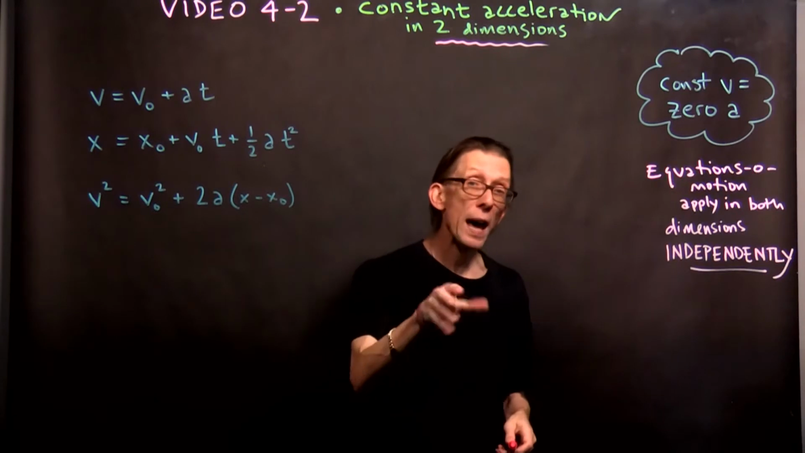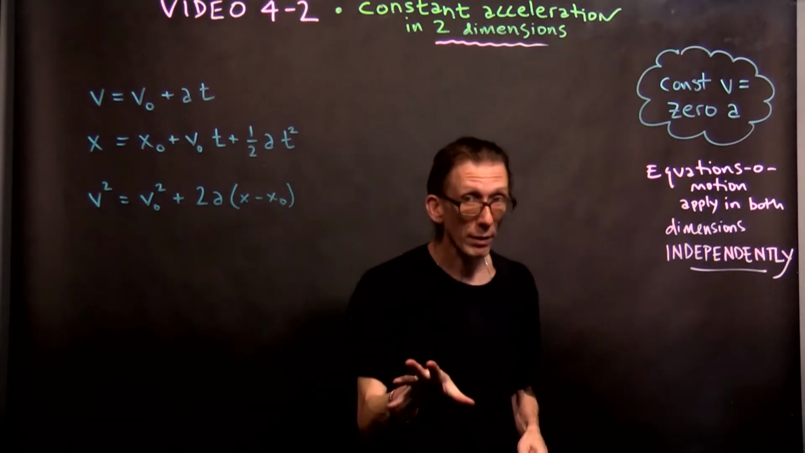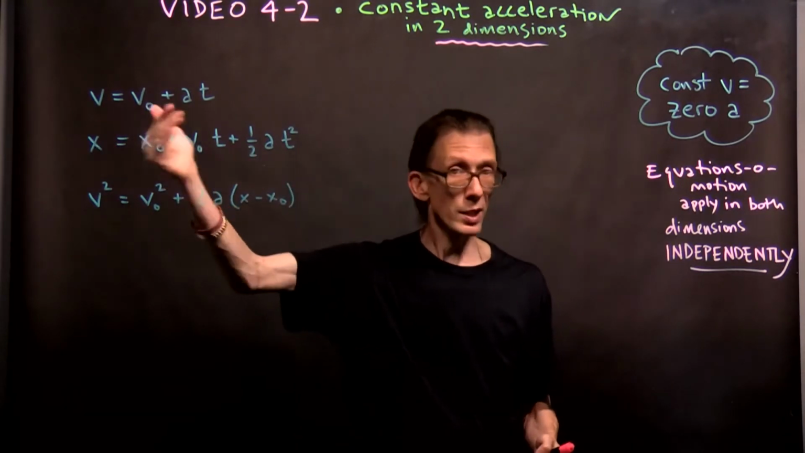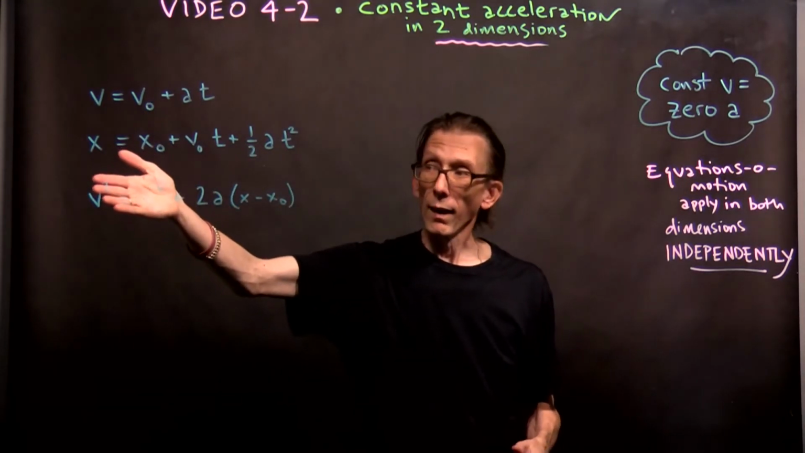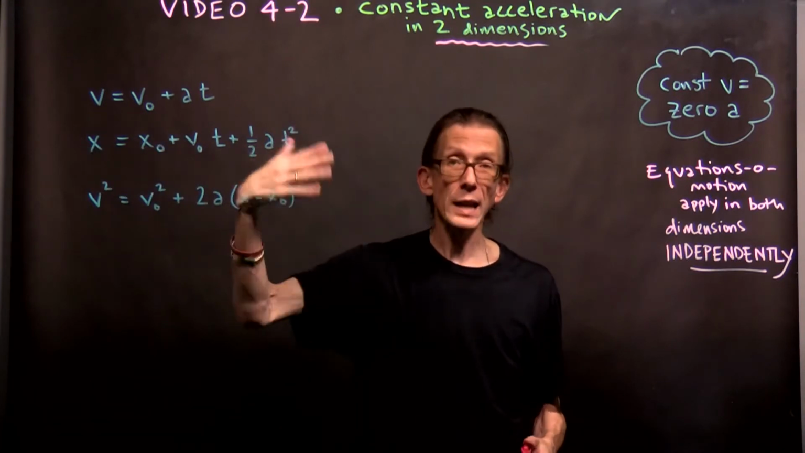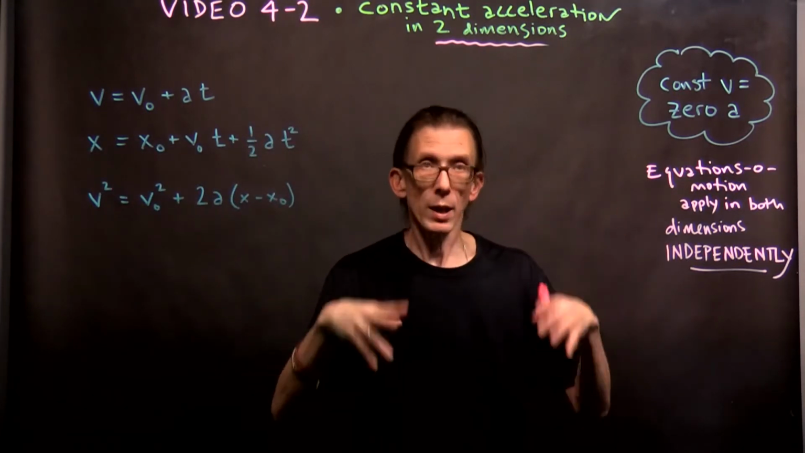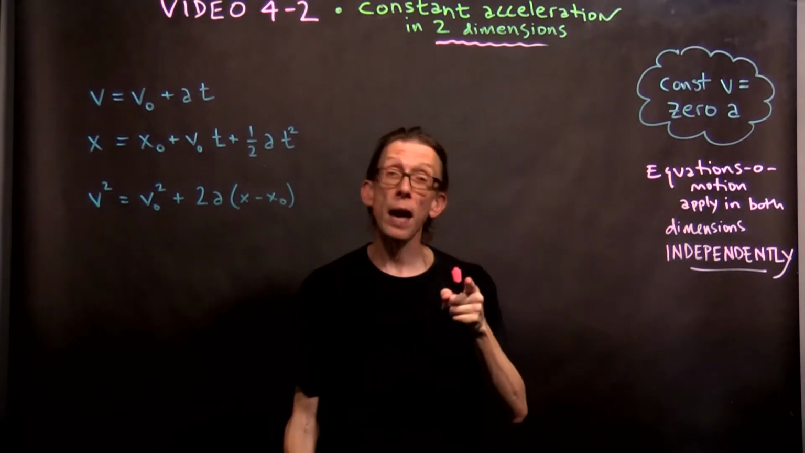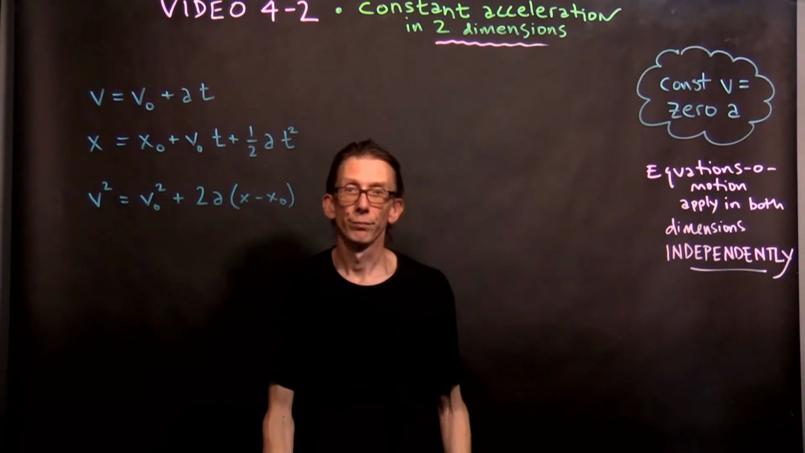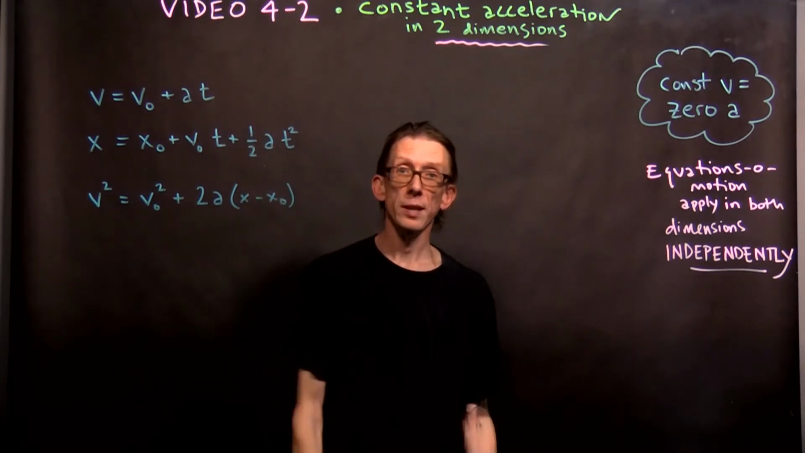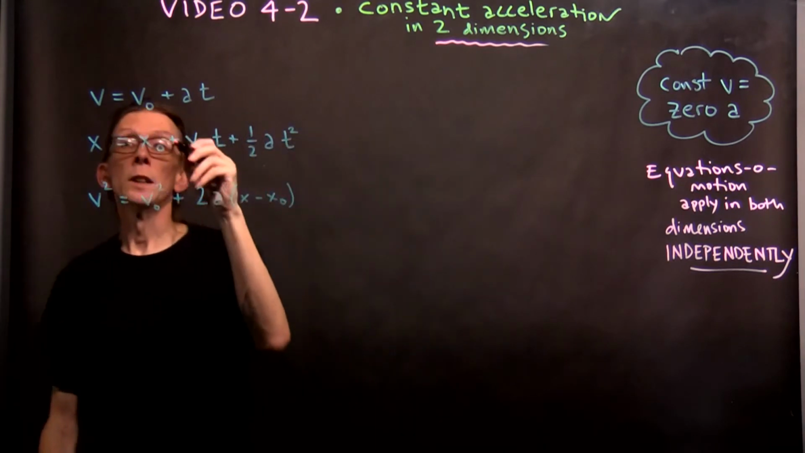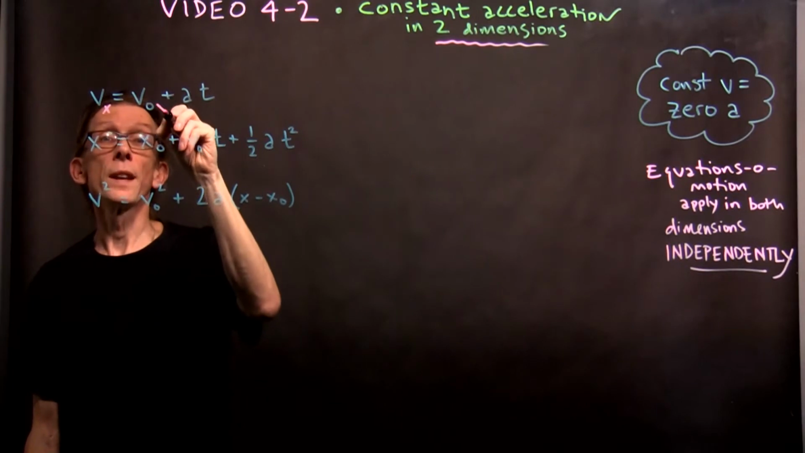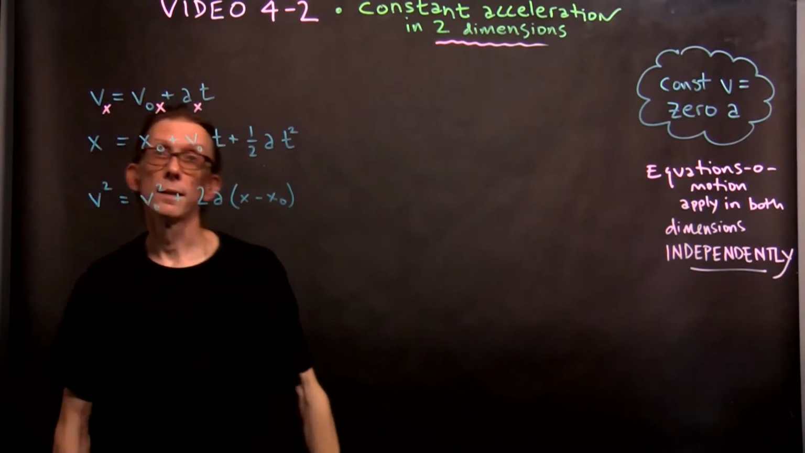But in order to do that, we have to keep some bookkeeping. We just can't call both directions x, because one's x and one's y. We have to be careful about keeping the two separate, and we do that by using subscripts. So I'm going to add some subscripts. v sub x, the velocity in the x direction, is v naught x plus a sub x t.